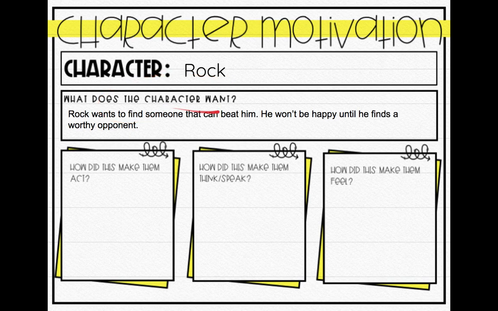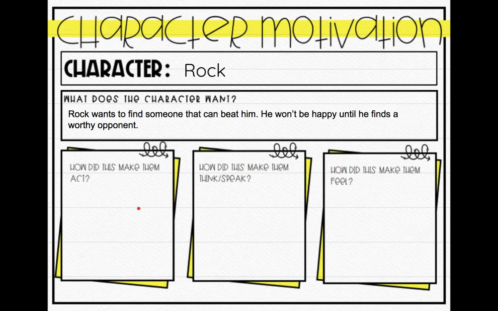Okay, so when I say, what does the character want? Rock wants to find someone that can beat him. He won't be happy until he finds a worthy opponent. So now that I know what is driving Rock, what he wants, okay, he wants to find someone who can beat him, I'm going to ask myself, how does this make him act? How does this make him think or speak? And how does this make him feel?